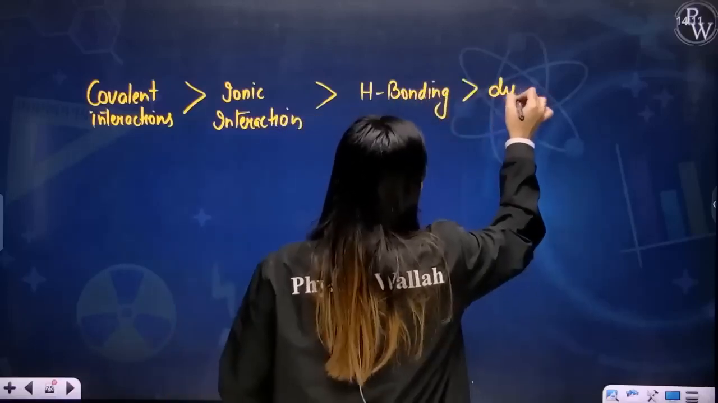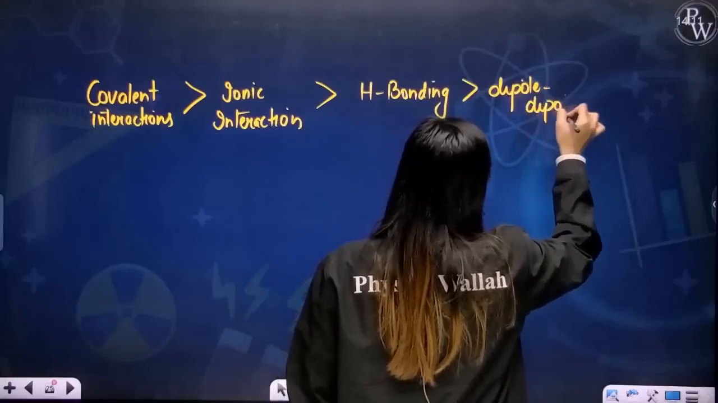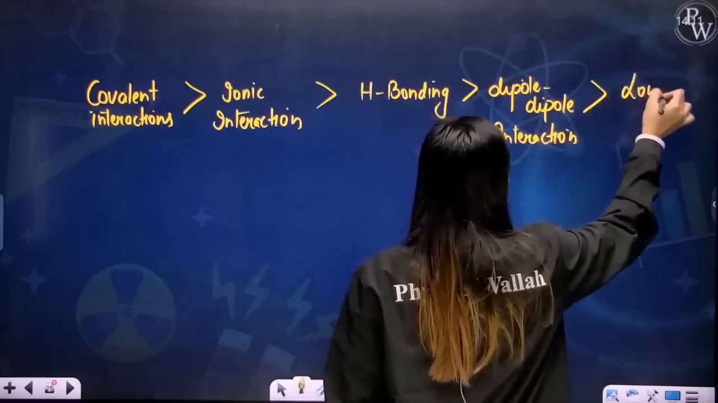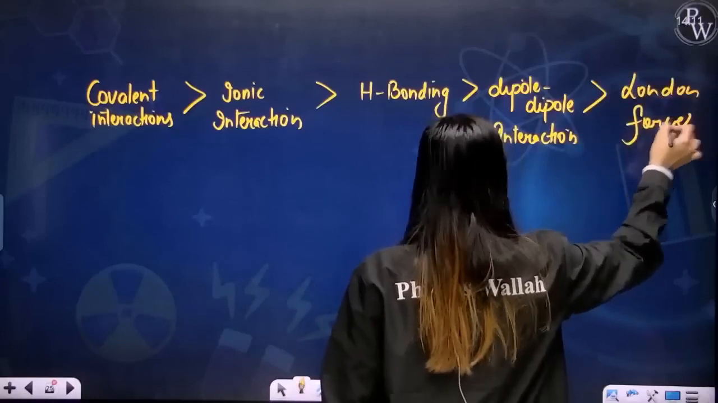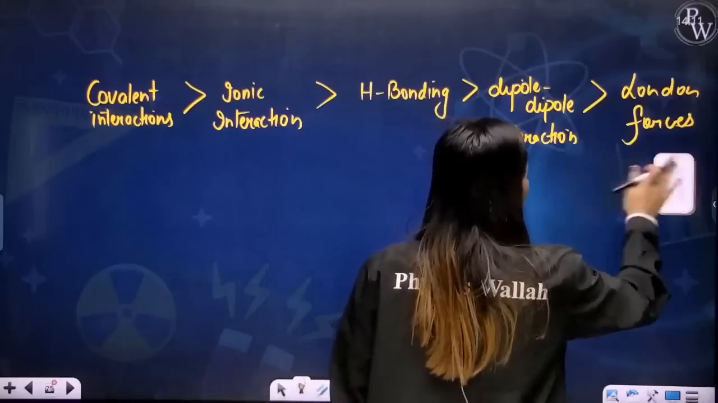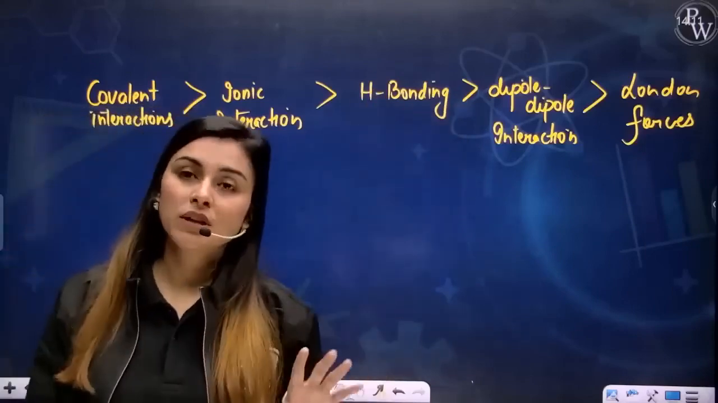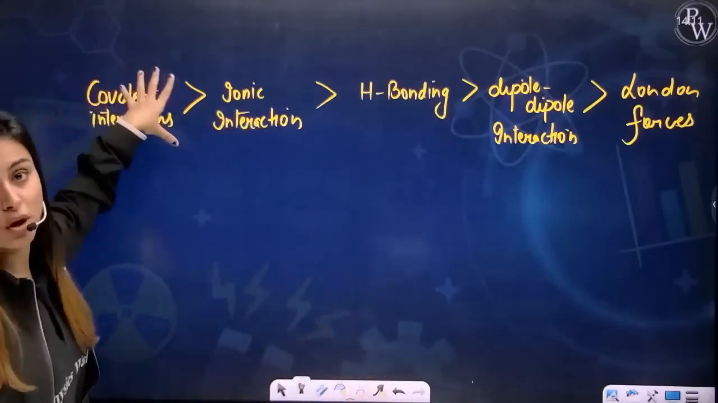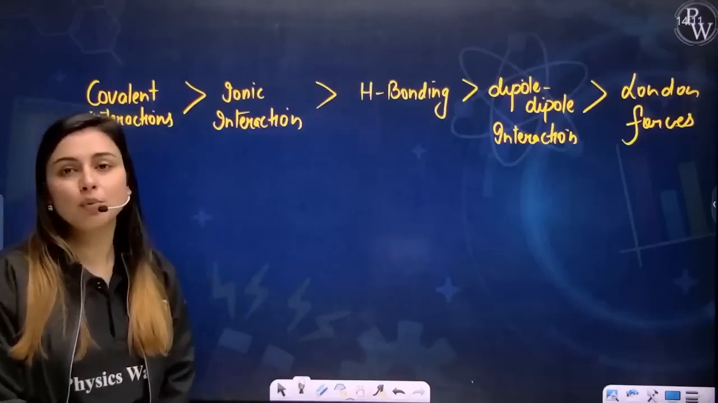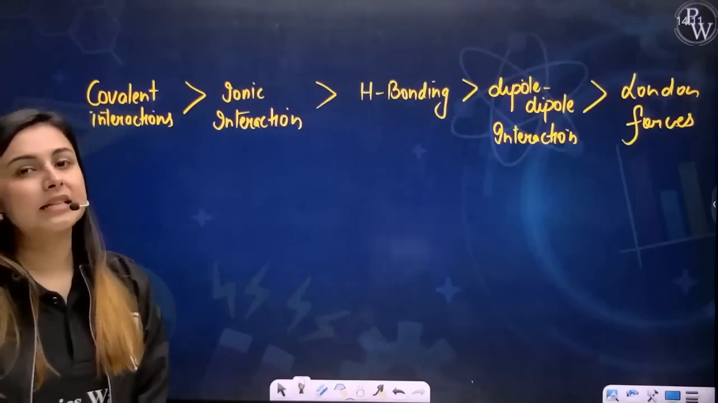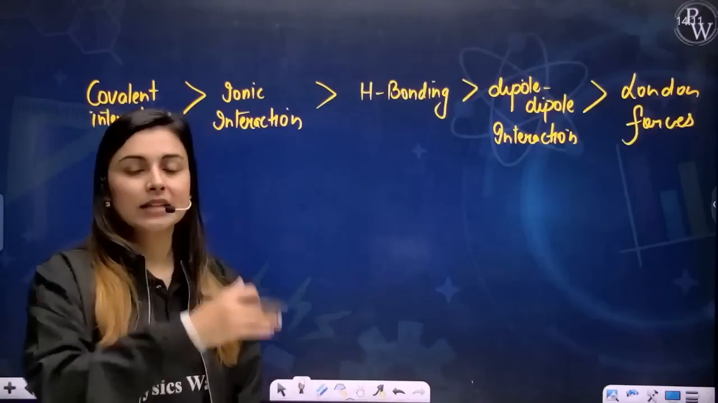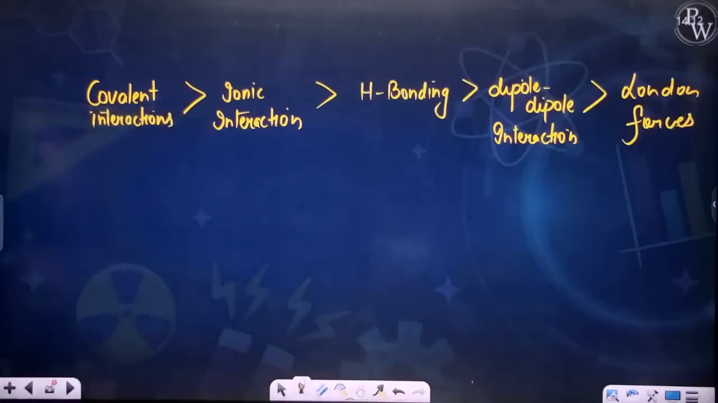Then you have dipole-dipole interactions. And the last are London forces. These London forces are actually present in molecular solids. We'll discuss them later, just leave it here. So these are the interactions which you need to understand. Covalent interactions are very, very strong. Ionic interactions are the next highest. Then you have hydrogen bonding, then dipole-dipole interactions, and then the London forces. These are the forces of interaction which you need to understand. We will be discussing the different types of solids and these interactions in them. So please write it down and then we'll move forward.